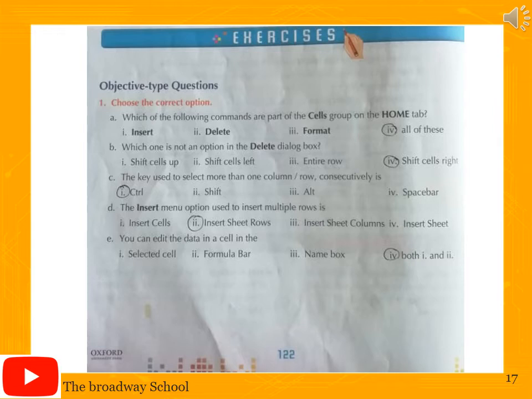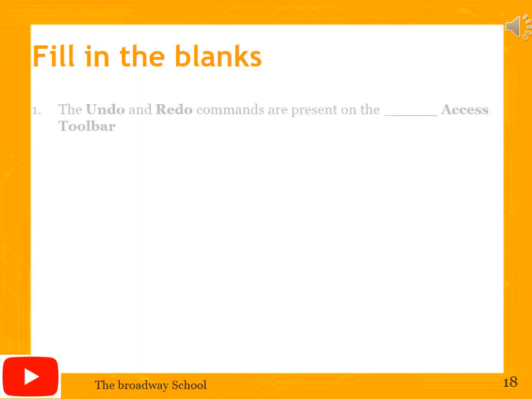You can edit the data in a cell in the selected cell, formula bar, name box, or both 1 and 2. We can edit data in the formula bar as well as the selected cell. Okay, so both 1 and 2 is the correct option.